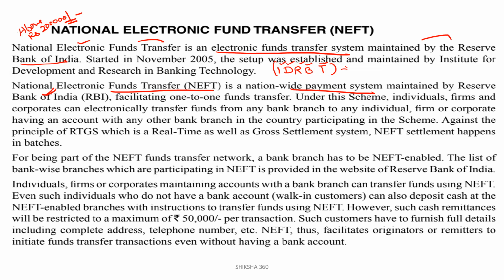Under this scheme, individuals, firms and corporates can electronically transfer funds from any bank branch to any individual, firm or corporate having an account with any other bank branch in the country participating in the scheme. So anyone can transfer funds. But the important thing is that they have to have an account with the other bank where they have to transfer the funds.